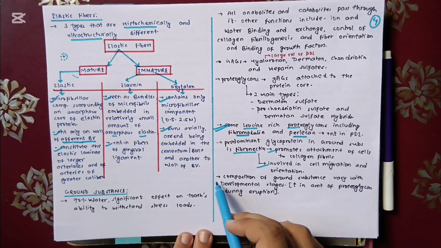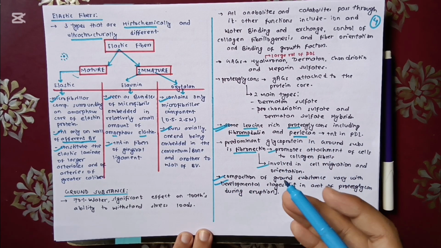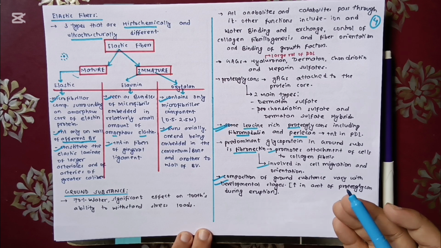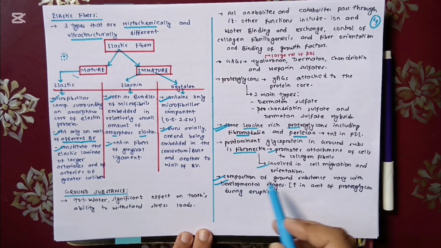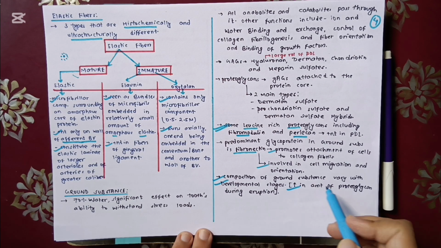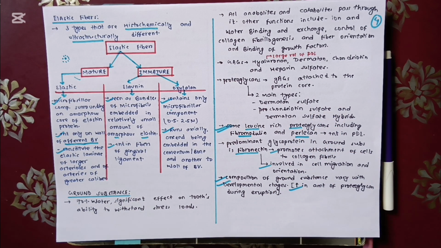After that, the last point of this ground substance: the composition of the ground substance varies with the developmental stages. And this is also a very important question that can be framed into an MCQ. So with the developmental stages of the tooth, there is a different composition of the ground substance. During eruption, there is a large amount of proteoglycan in the periodontal ligament. Okay, so you can remember this.